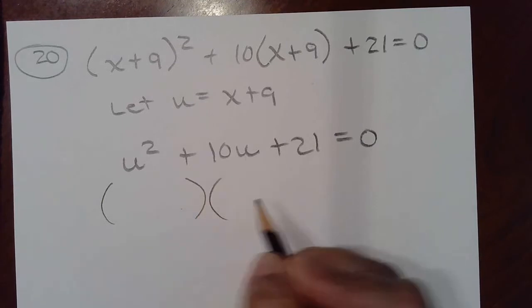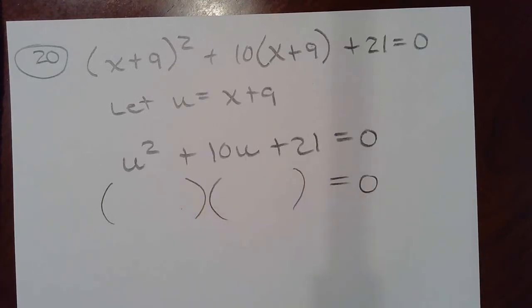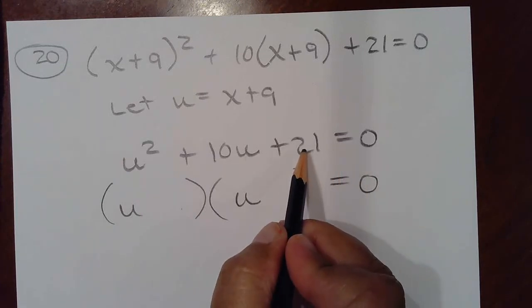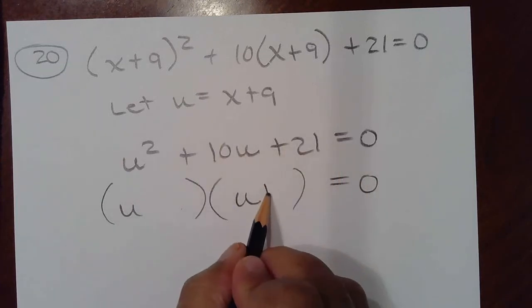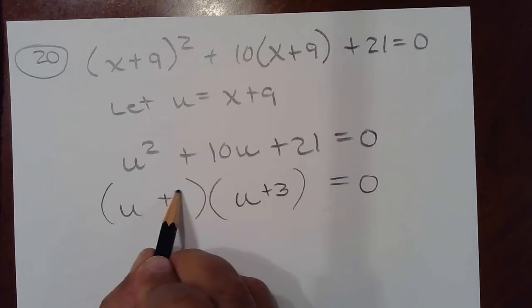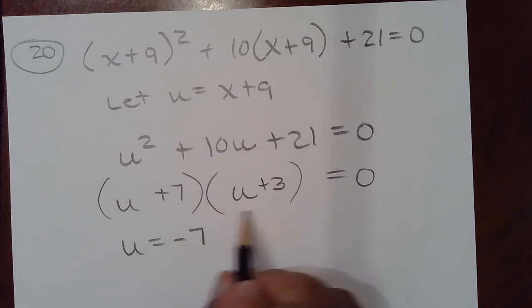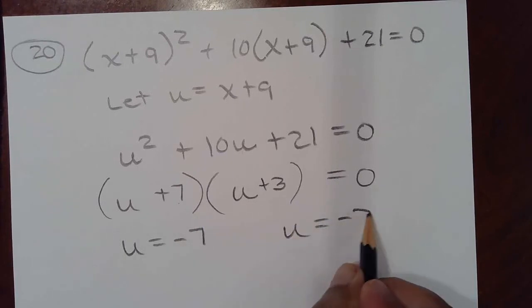And you can factor it as I have the last 4 or 5 problems. The numbers that multiply to give you 21 but add to give you 10 would be 3 and 7. That gets it factored. You're going to get u is equal to negative 7 for that one. U is equal to negative 3.